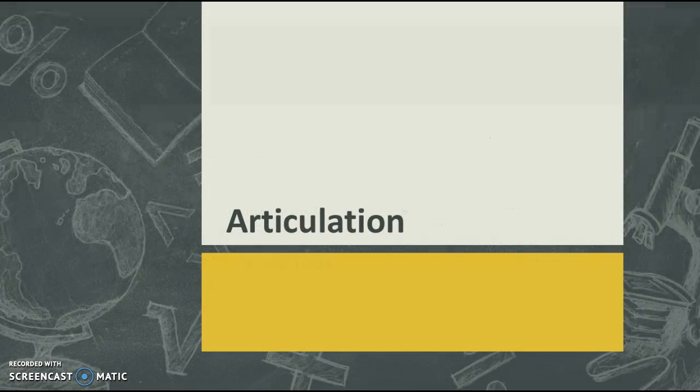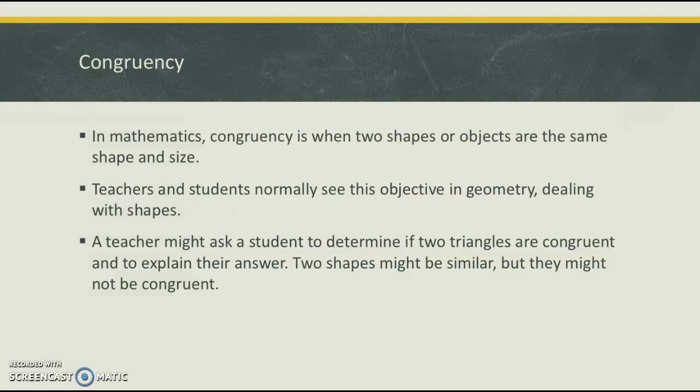Articulation. In mathematics, congruency is when two shapes or objects are the same size and shape. Teachers and students normally see this objective in geometry, dealing with shapes. A teacher might ask a student to determine if two triangles are congruent and to explain their answer. Two shapes might be similar, but they might not be congruent.